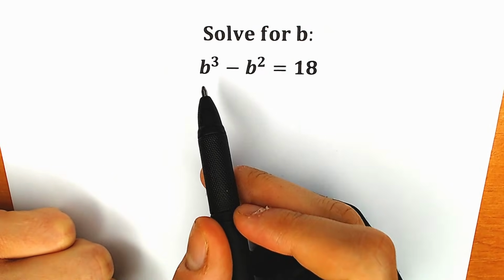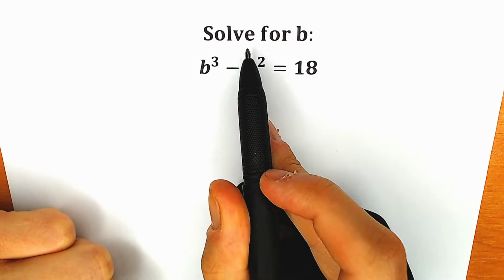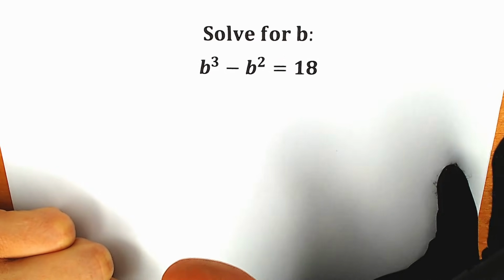Today we have a great cubic equation: b cubed minus b squared equal to 18. We need to solve this equation for b, so right now let's start.